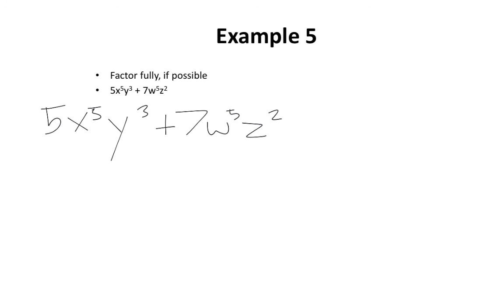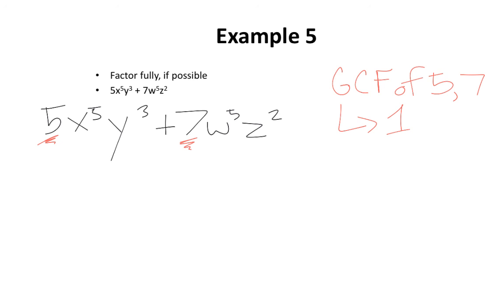The first thing you want to do is look at the numbers within these two terms. I have a coefficient of 5 and I have a coefficient of 7. We want to find the greatest common factor of 5 and 7. Since these are both prime numbers, the greatest common factor happens to be 1.